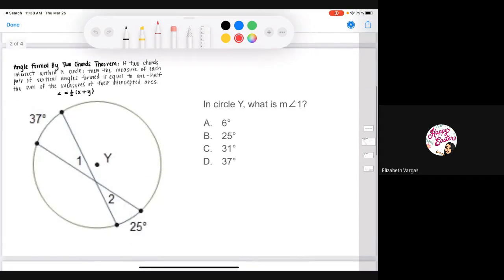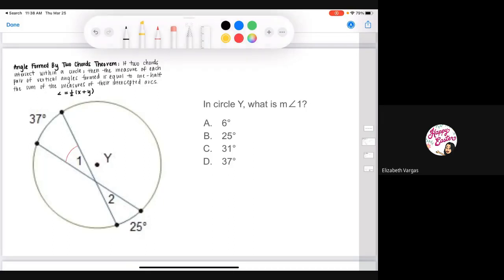So this one says, in circle Y, what is the measure of angle 1? So what is the measure of this angle right here? Well, what you will recall is this throws us back to the angles formed by two chords theorem, because we do in fact have two chords which are intersecting here. Remember that chords run inside of a circle from one point, or one side of the circle to the other side. So we have two chords here that intersect, and thus we can use the angles formed by two chords theorem, which is this one right here.